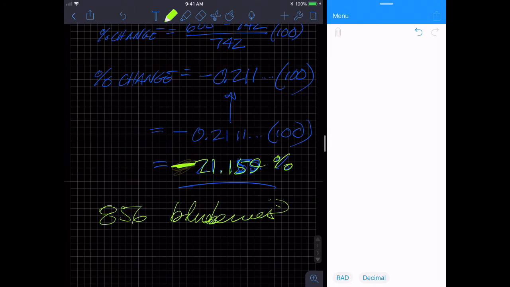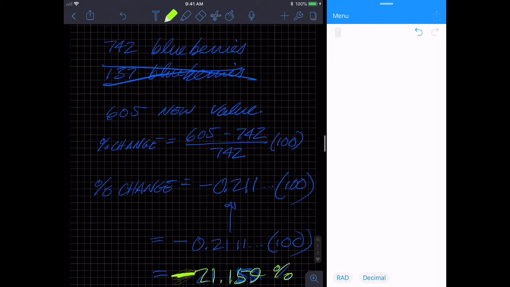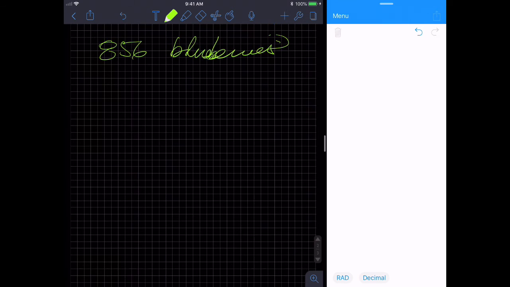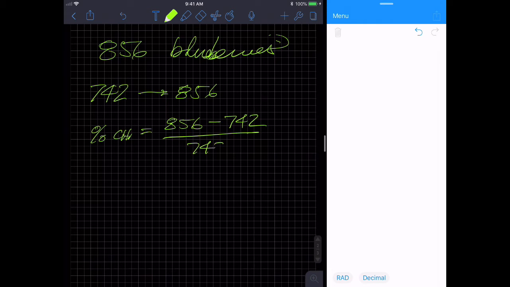So what do we have, 742? So let's do that one. Yeah, so we had 742. So all said and done, we had 742. After I ate them and after he replaced some, we increased up to 856. So if I want to calculate the percent change, that's going to be equal to the new value, 856, minus the original value, 742, divided by the original value, 742.